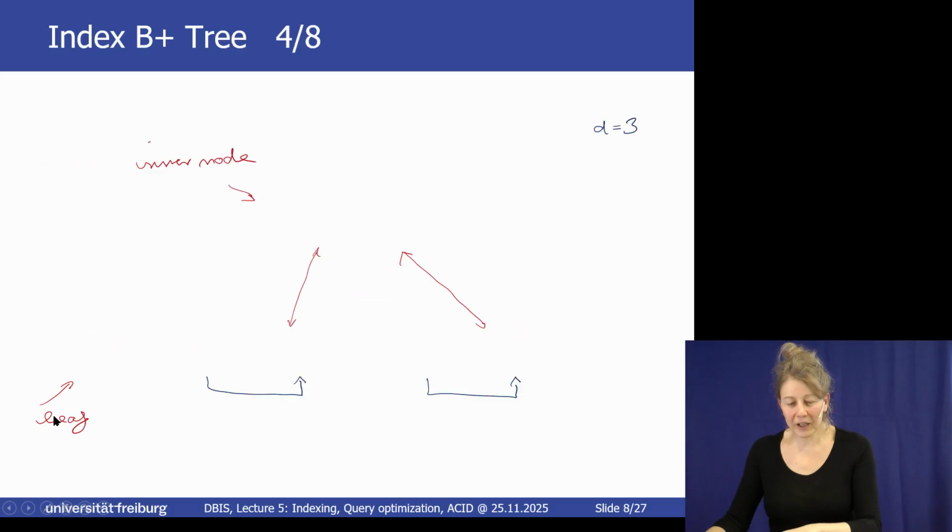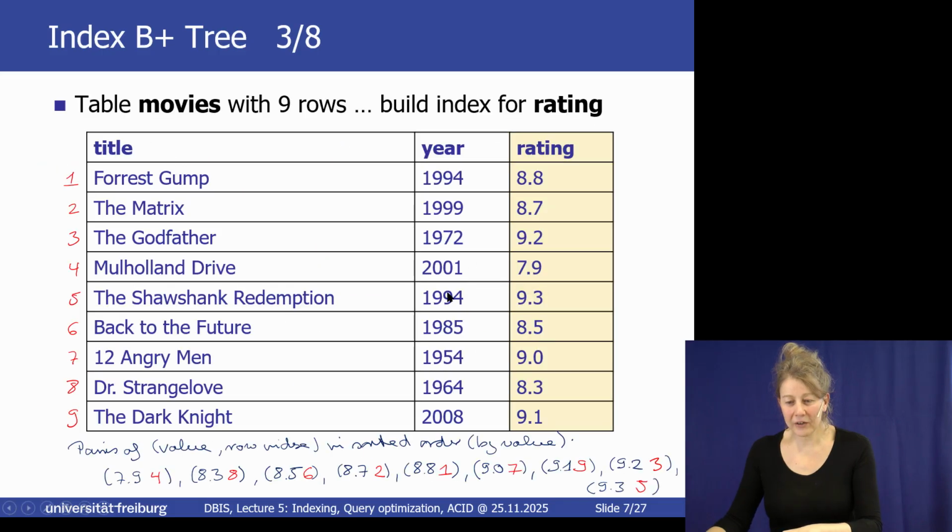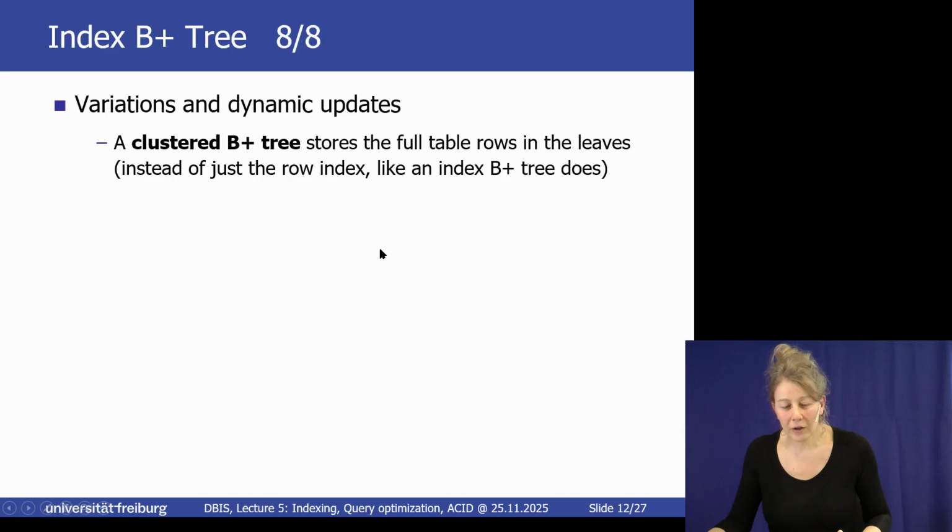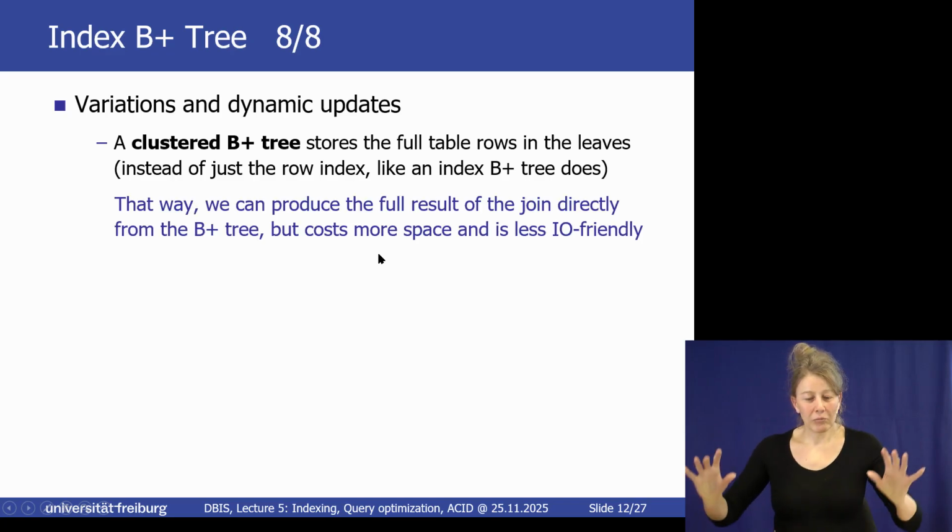And let's go back even one more slide here. This is what I'm storing in the leaves: the value, the thing on which I'm joining, and from which row it comes. I could also store the whole row here. I could just store Mulholland Drive, 2001, 7.9. I could do that, and it has its advantages, namely, what's the advantage?